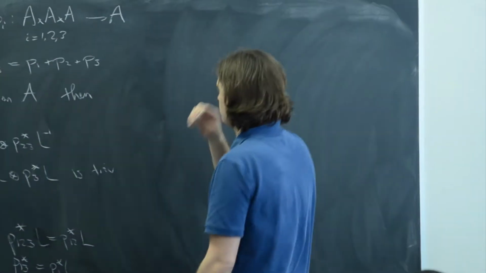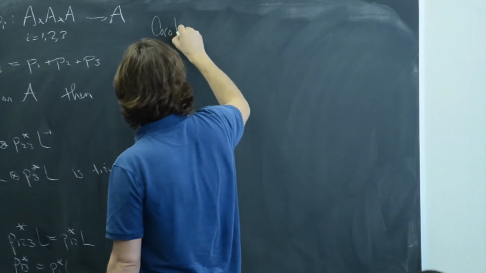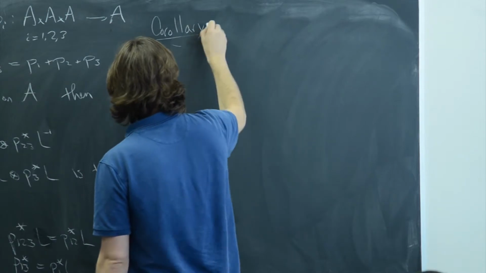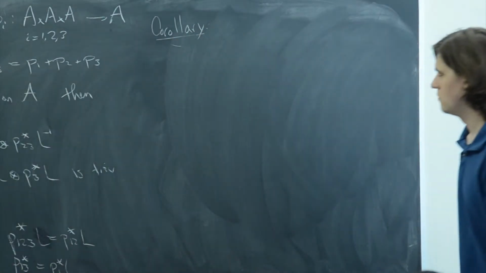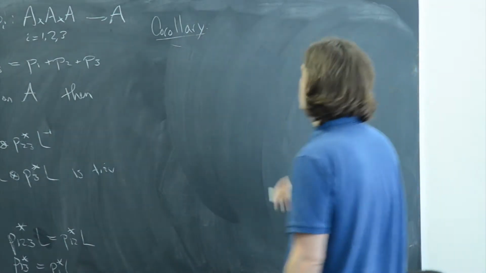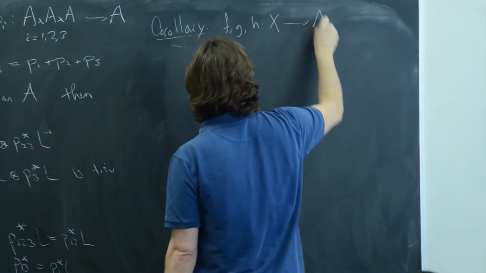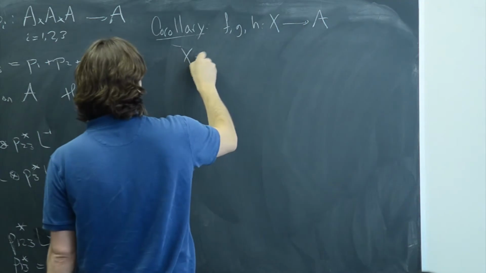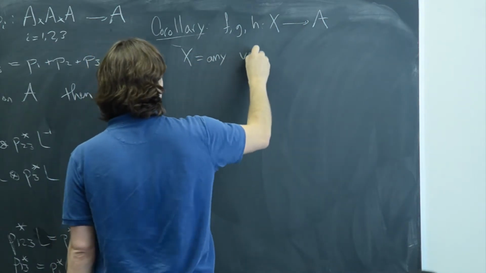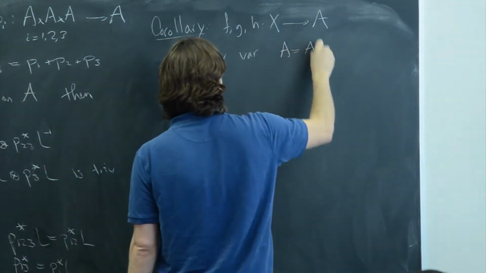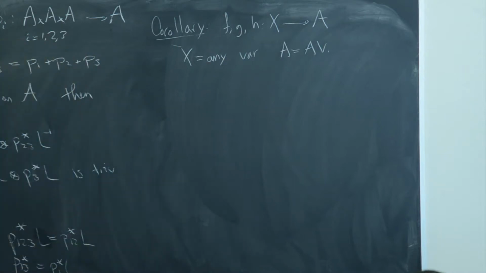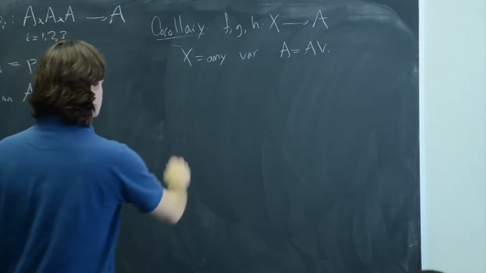And so, a corollary of the corollary, just a way to rephrase it that's going to be more useful. Suppose that we have maps f, g, h from some variety X to A. So X equals any variety, A is an abelian variety, and L is a line bundle on A.